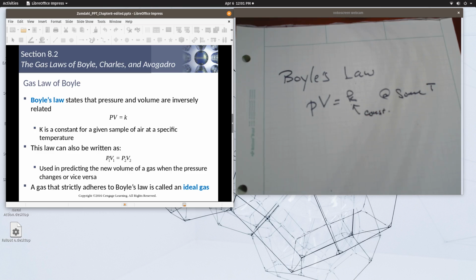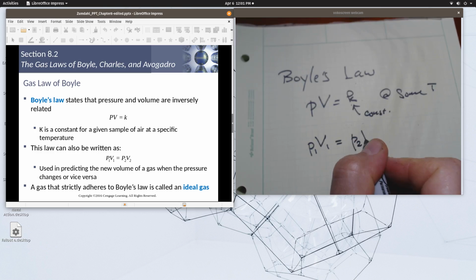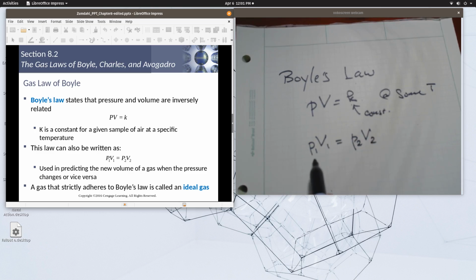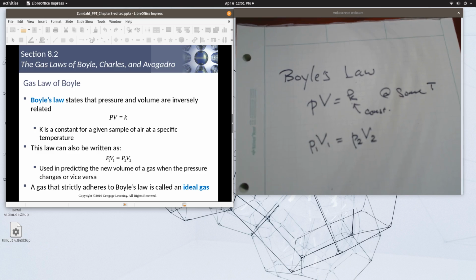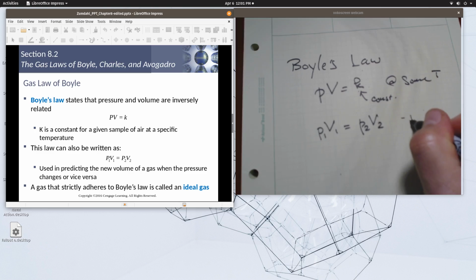at some fixed temperature. So therefore, if I change pressure and volume, pressure 1, volume 1 must be equal to pressure 2, volume 2. So this is, for example, at some constant temperature, some initial pressure and volume, and final pressure and volume. These two are related to each other. Okay, and a gas that obeys this particular law is an ideal gas, and we'll discuss what an ideal gas has.